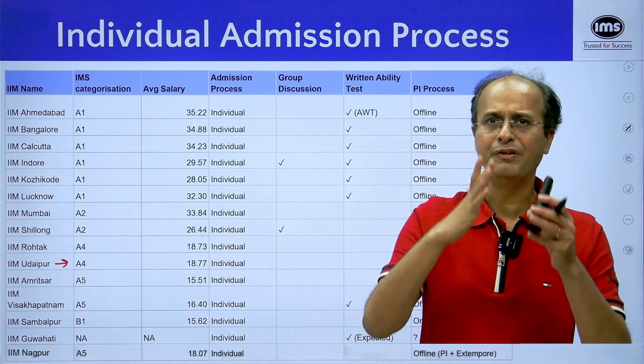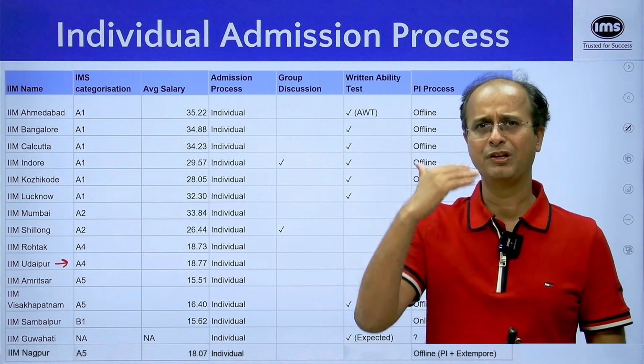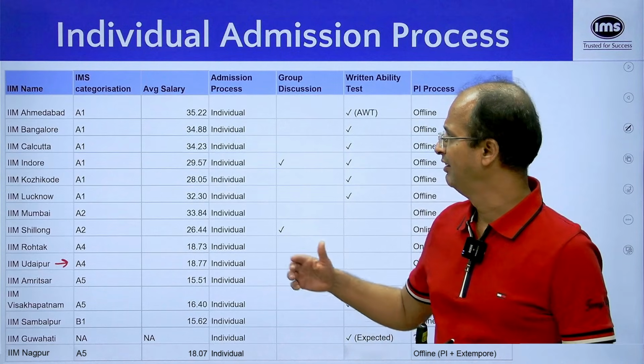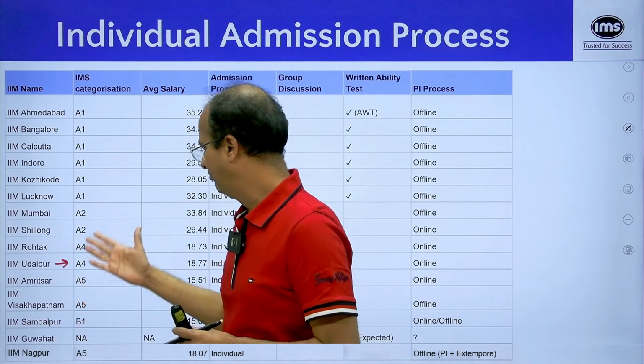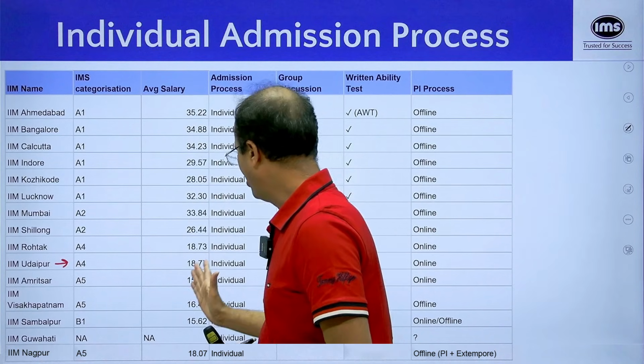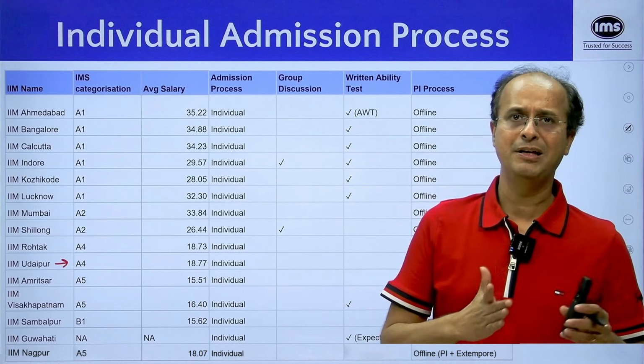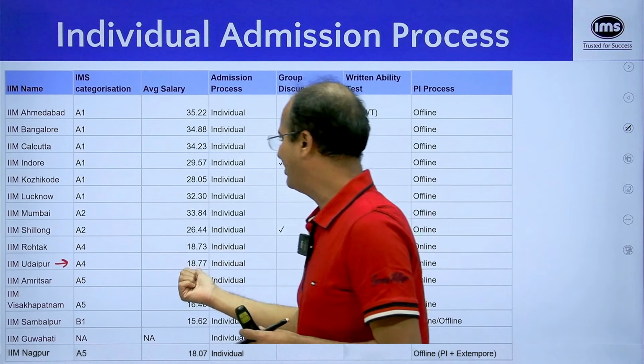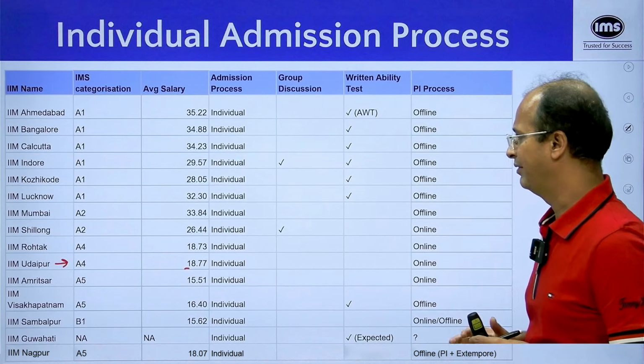So we evaluate 150-odd programs of the country and we have put them into 12 different categories. A1 is the highest category, and so on and so forth. Udaipur belongs to, let's say, the A4 category, and last year's official placement report said that the average salary is 18.77, right?